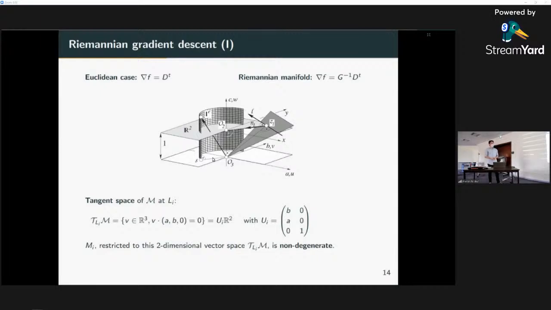So what we do is we make explicit the tangent space of the manifold. Recall that the manifold we're considering is the cylinder at a distance 1 of the axis OC. And we start by parameterizing the tangent space of this manifold. We write it as the matrix U_i times the two-dimensional parameter space. In this tangent space, we see that the matrix M_i, which we've defined for the fidelity term of our optimization, is a non-degenerate quadratic form.